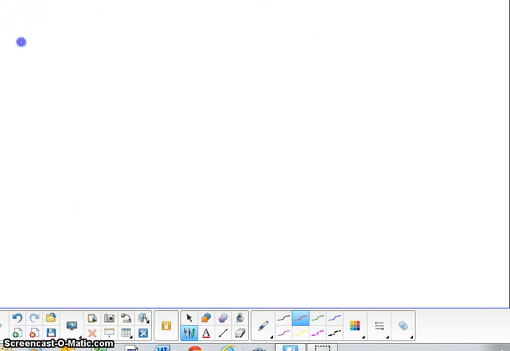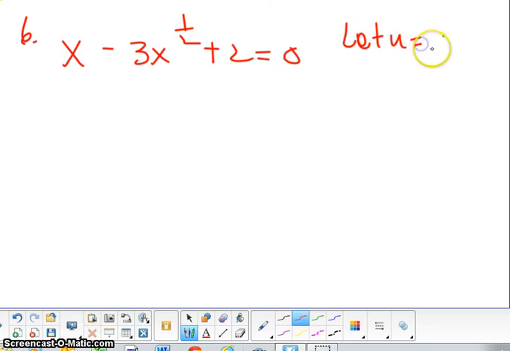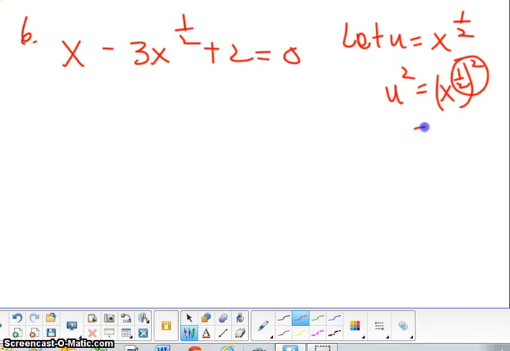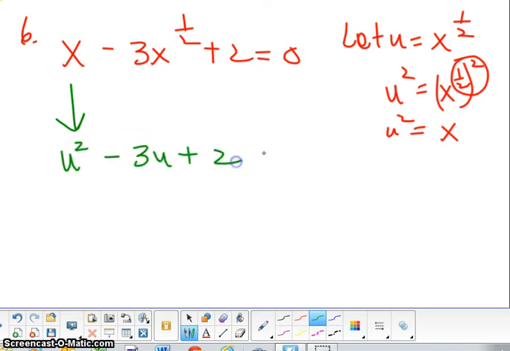Number 6 is a let u problem. x minus 3x to the 1/2 plus 2 equals 0. We are going to let u equal x to the 1/2. Now u squared is taking this and squaring it. And if you notice, when you square this, the 1/2 power is just going to become 1. So u squared is really just x, which will be helpful when we change this to a quadratic. So u squared minus 3u plus 2 equals 0.